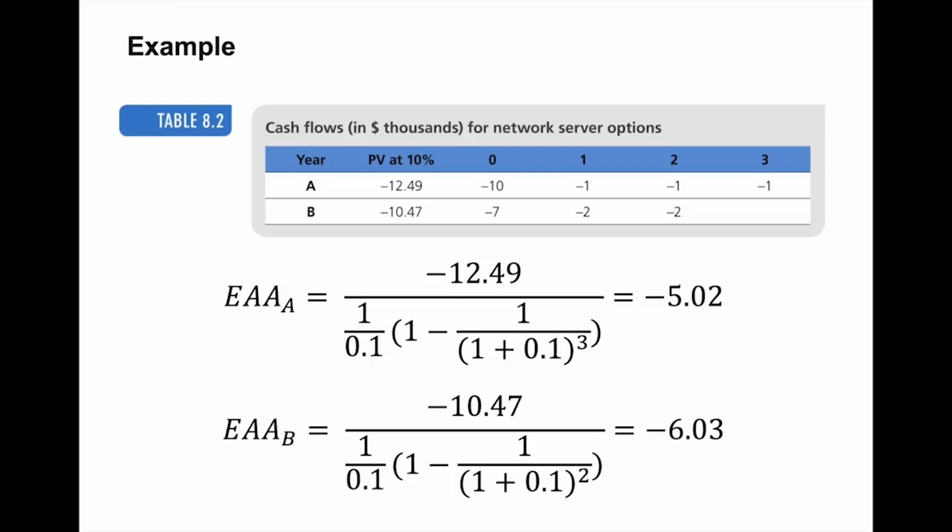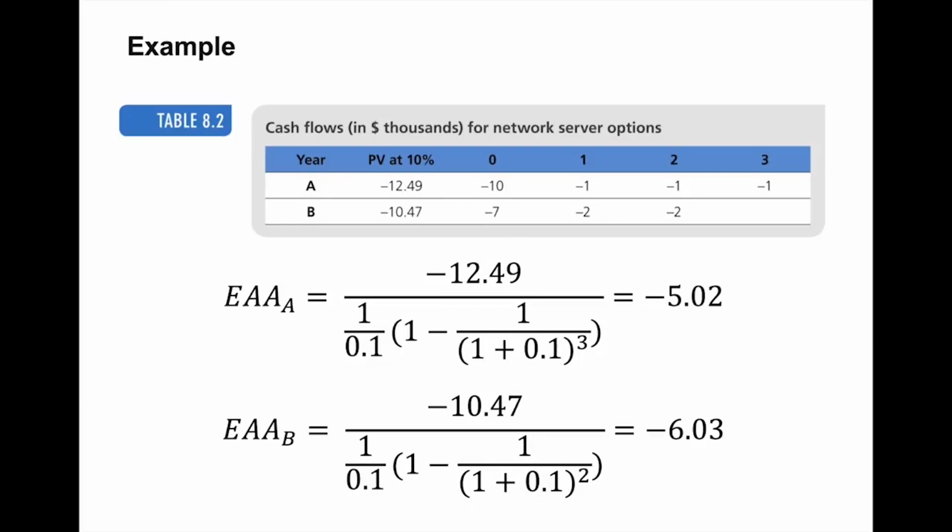services to a company. So when we're making a decision on whether to choose A or B, we want to choose the project that's going to cost us the least amount of money. So project A, we can see, goes for 3 years. So today, -10, and then -1 in year 1, -1 again in year 2, and -1 in year 3. So it goes for 3 years. Project B goes for 2 years.